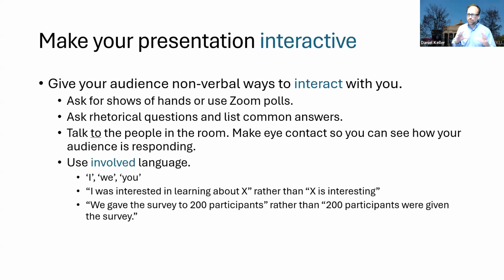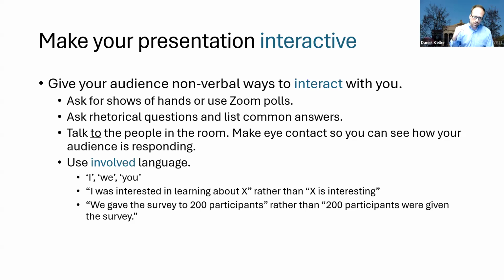This one is a little bit more linguistic-y, but use involved language. And this means pronouns like I and you. Talk about what you did. Use I, right? You are a real person who was involved in this. Your audience are real people who are sitting right there. Talk to them, I and you. Don't say X is interesting, like my topic is interesting because. Just say I was interested in learning about my topic because da, da, da, da. Don't say 200 participants were given the survey, with that passive voice, were given. Rather just say we gave the survey to 200 participants.